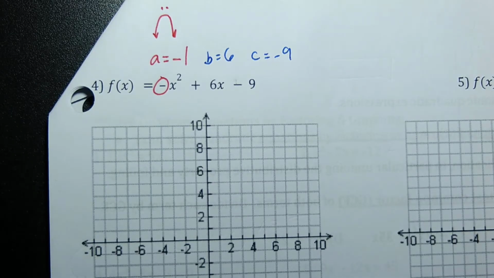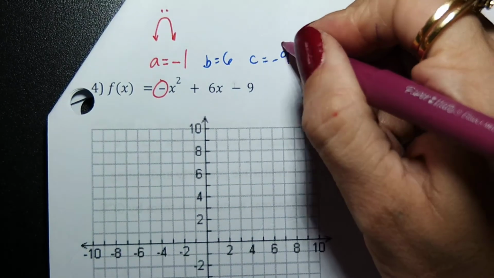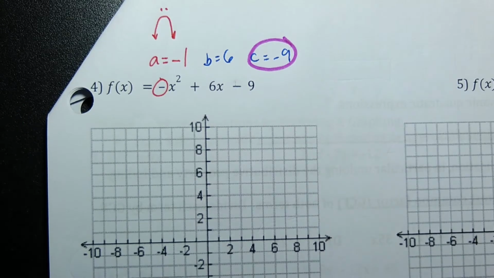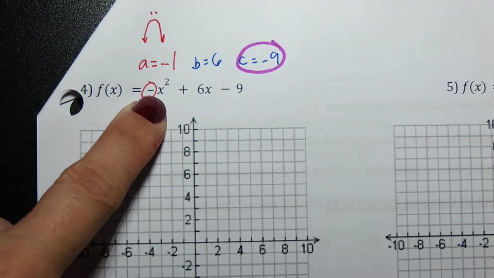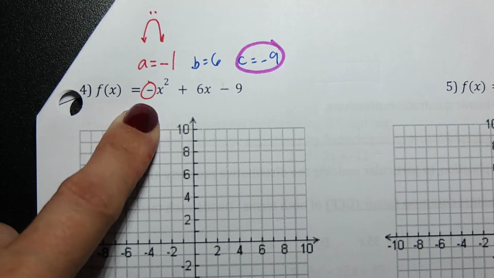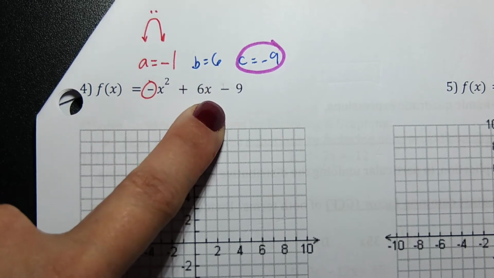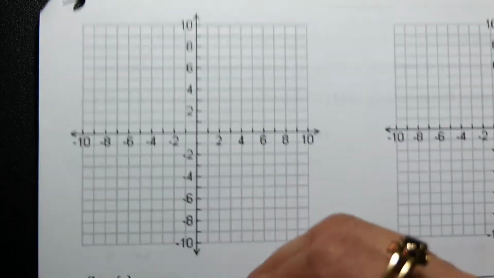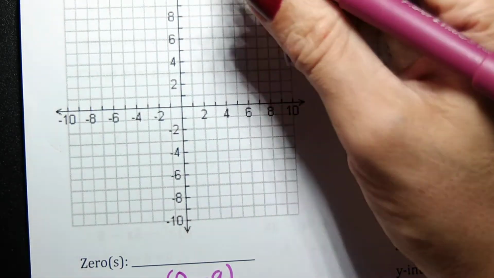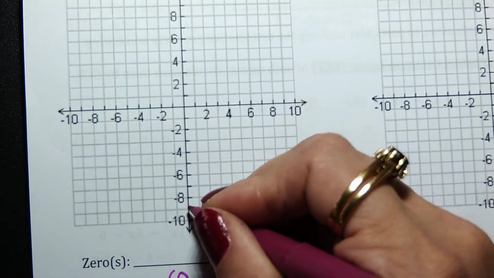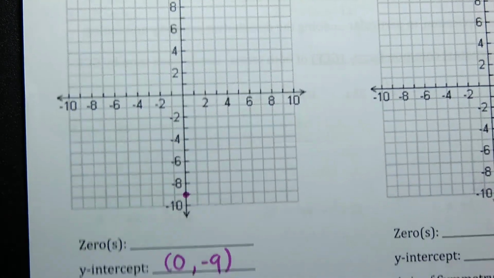And what wonderful thing does that c value tell us? The y-intercept. Because if I plug in 0, 0 squared is 0, opposite of 0 is 0, plus 6 times 0 is 0, minus 9 is -9. So 0, -9, that's our first easy point to plot. That's down here. I almost did it positive again. So 0, -9.